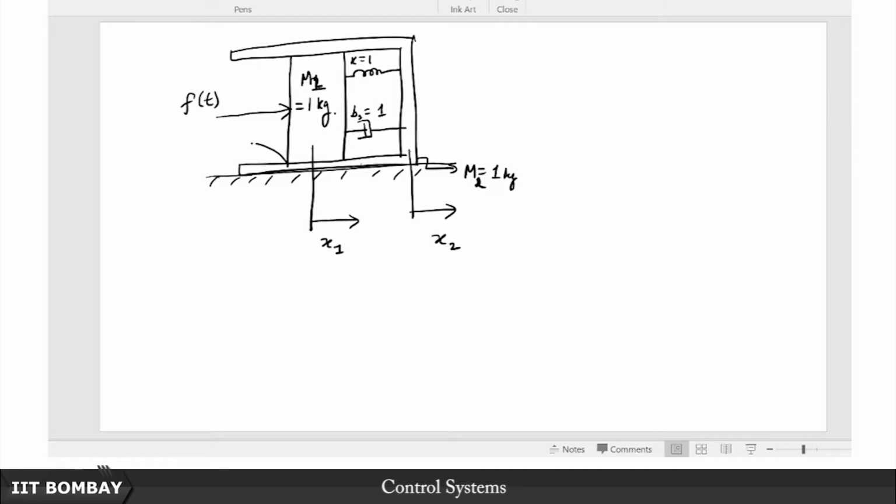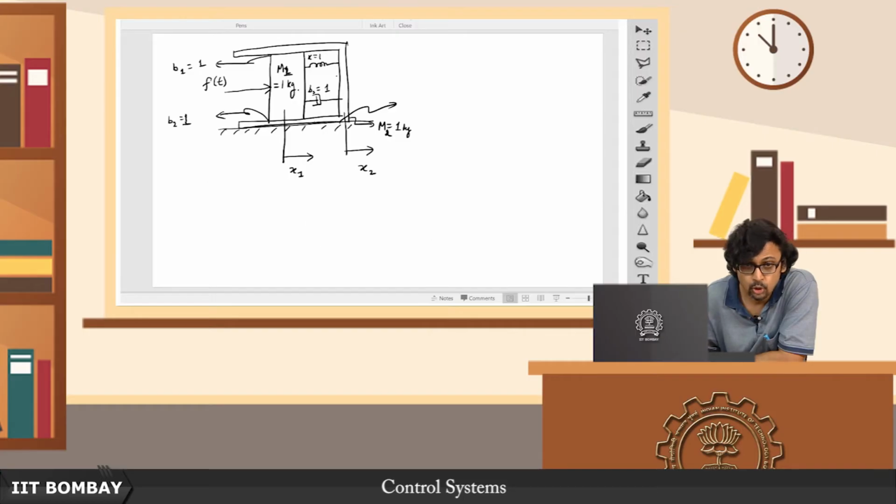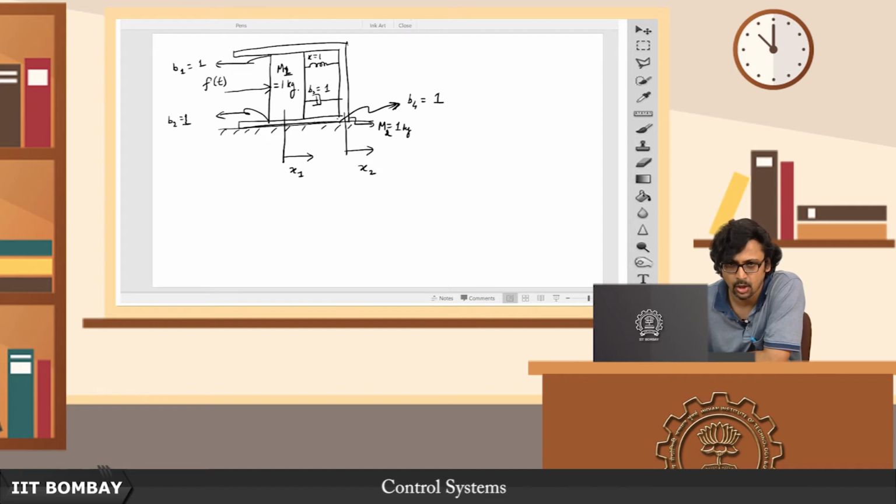And there is also some force of friction acting here. So I will call this B2 is equal to 1, again Newton second per meter, and there is also friction acting on this surface which is essentially the same surface of the box. So that is B1 is equal to 1. In addition, there is some force of friction which is acting on this surface too, which is only acting on m2, remember, not on m1. So this friction acting on this surface I call B4 is equal to 1 once again. So basically this is going to be just proportional to the velocity or the speed of this block m2.